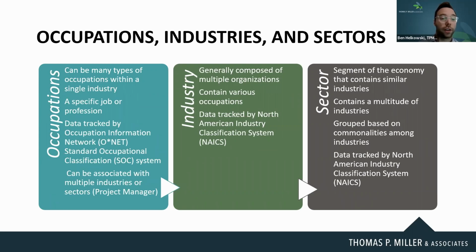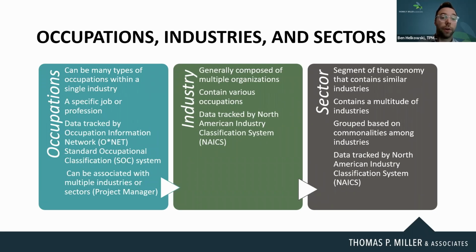Occupation data are tracked by the Occupation Information Network, also known as ONET, Standard Occupational Classification System. Occupations can be associated with multiple industries or sectors. For example, a project manager is an example of an occupation that could exist in hospitality, construction management, or education sectors.